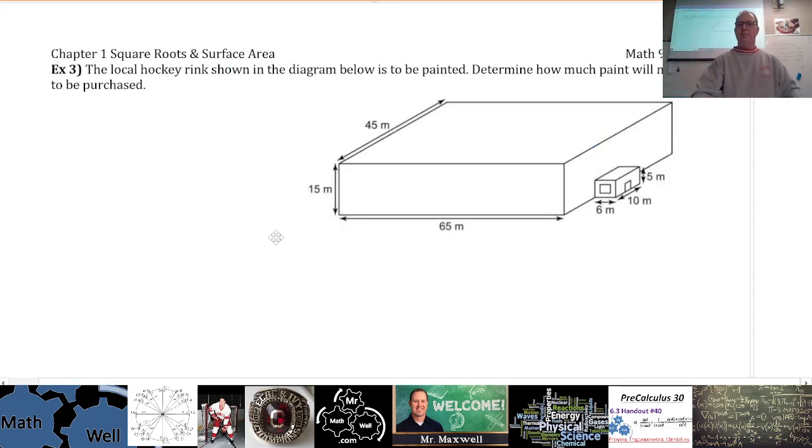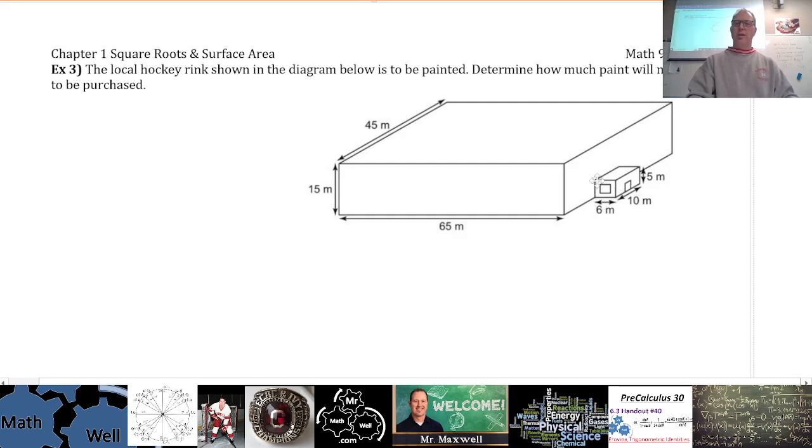Let's turn to the last page here in our notes. This is a local hockey rink, shown in the diagram here, and it needs to be painted. Determine how much paint you will need to purchase to paint the hockey rink. We will not subtract the windows or maybe the doors. We will also count the paint for these. We won't subtract those, just so we have a little bit of extra.